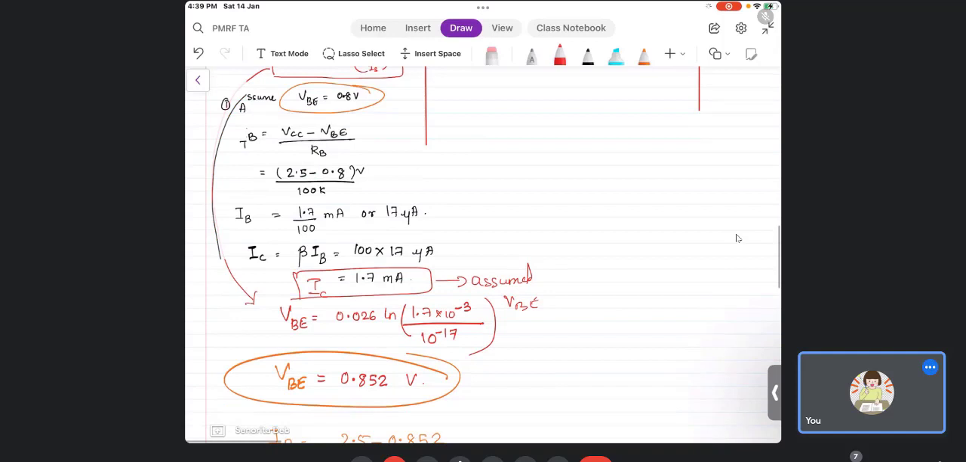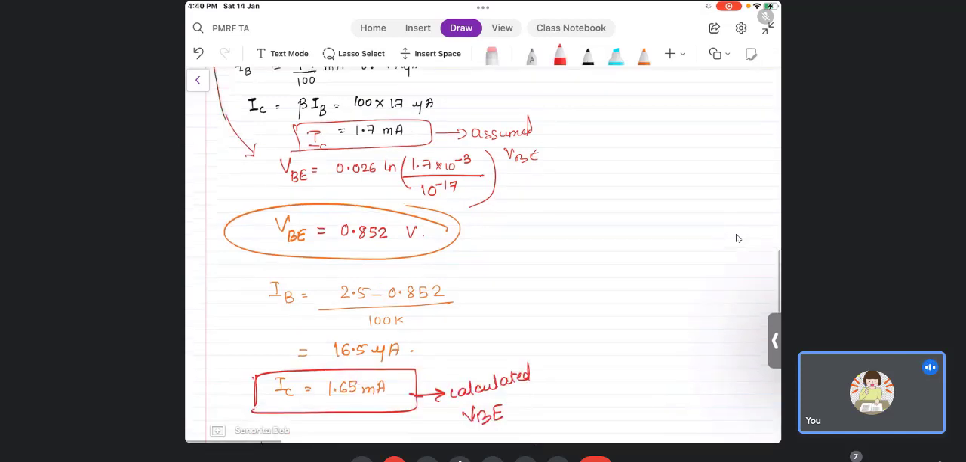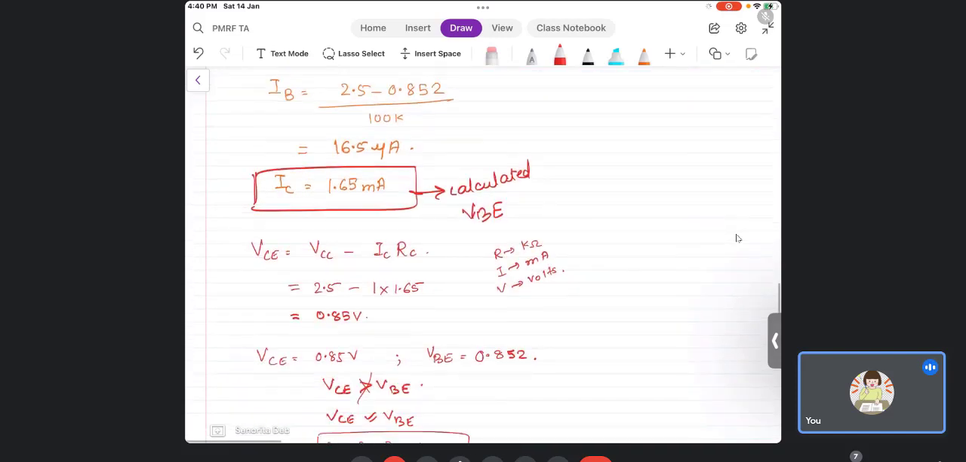So what we do, we try to find the value of IB with this VBE and we see that IC and IB come very much close to the previous value which was assumed. Okay, and if you keep on iterating now, if you now take this value of IC and again find out VB, you will see that it keeps on iterating and it keeps on going towards 0.8. The margin of error will keep on decreasing as you keep on iterating, but after 2 iterations you don't need it actually. Okay, so VCE is VCC minus IC RC.